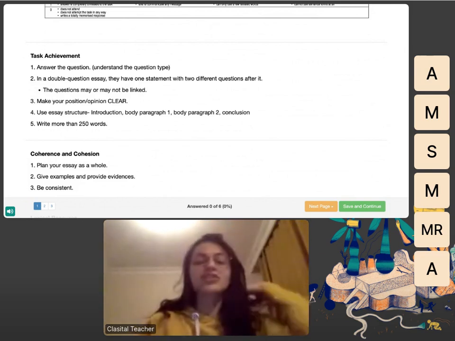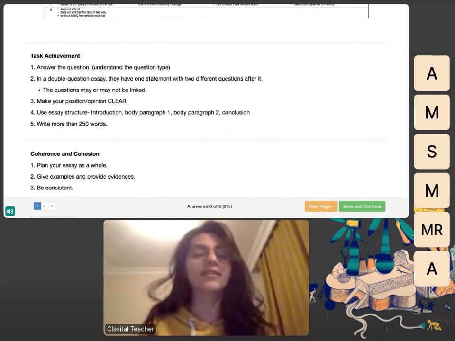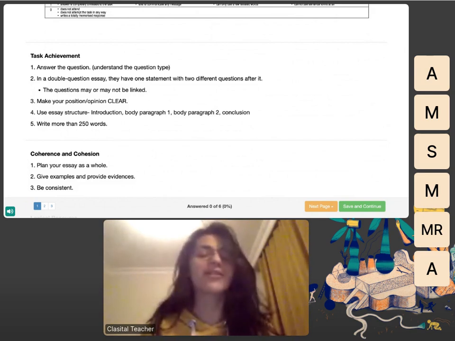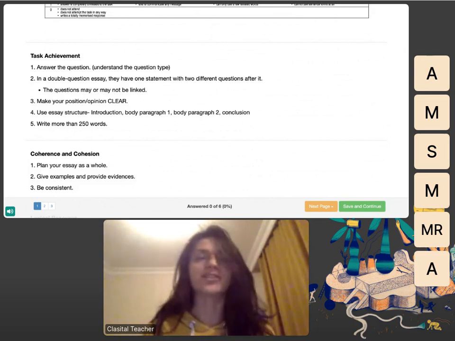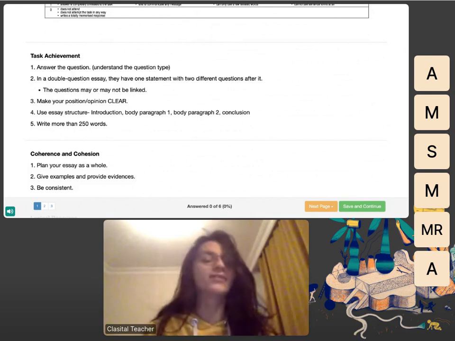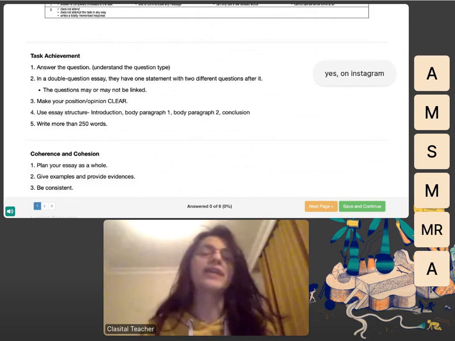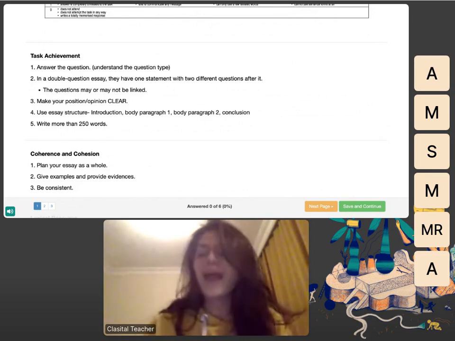And to get a good grade in task achievement, you need to make your position or opinion clear if the question asks for it. And you need to use the correct essay structure, which consists of four paragraphs: one introduction, two body paragraphs, and a conclusion. And you need to write at least 250 words. So that means you need to write more than 250 words. If you write less than that, you won't be able to get a good score, unfortunately.